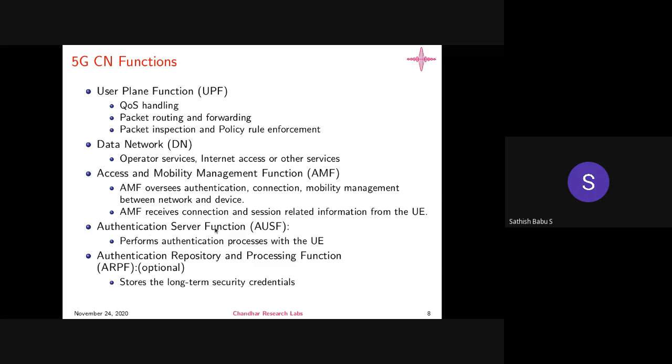Next one is authentication server function. This performs the authentication process for the user equipment. Nowadays your mobile phone has 2 SIM slots, so you will be having 2 IMSI numbers. If you are using 2 SIMs, then you have everything twice. So all those authentication verification processes are maintained with the AUSF, and this is optional. This particular function I have not shown in the diagram. So this authentication repository and processing function comes under AUSF itself.